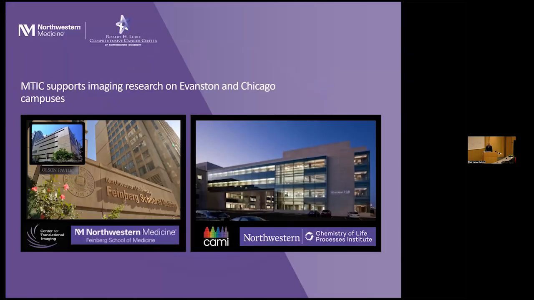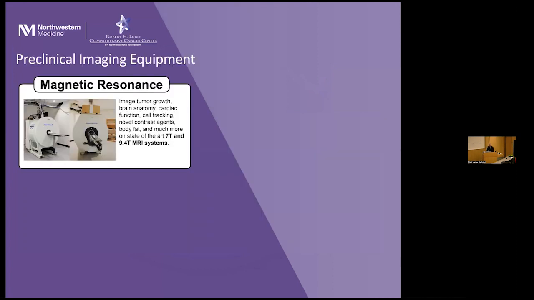So the Molecular and Translational Imaging Core covers both campuses. On the Chicago campus, you have the Center for Translational Imaging that's in the Olson building, and we are in Silverman Hall in Evanston. Both cores have a 7 Tesla MRI, and CAMI also has a 9.4 Tesla MRI.